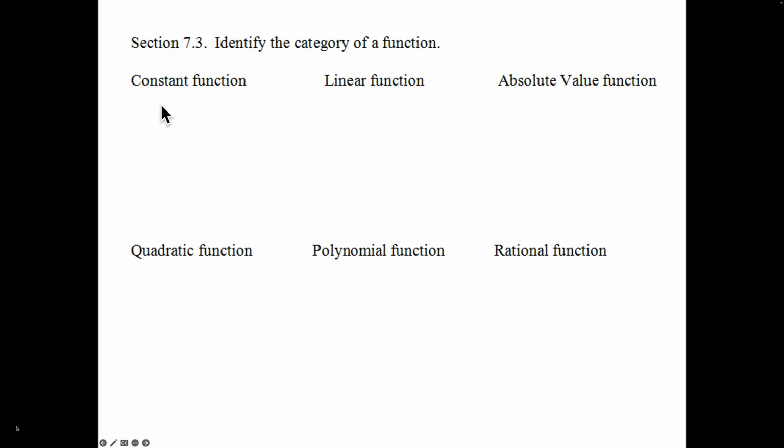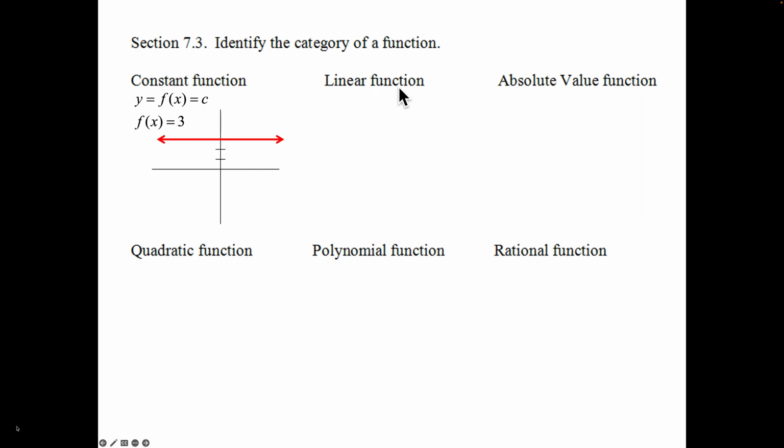So our first function that we'll talk about is a constant function. This is where your y, which is your f of x, will equal a constant number. Notice there's no x on the right side, just a constant number, hence the name constant function. It is a horizontal line at that y coordinate.